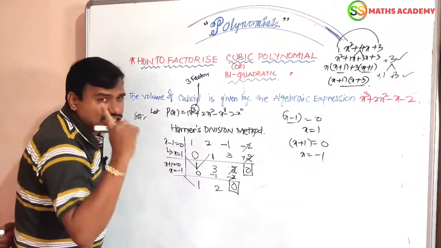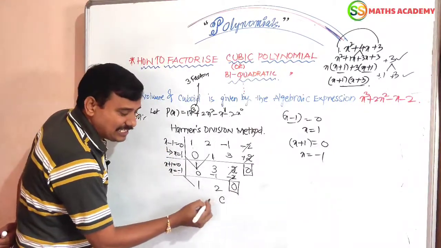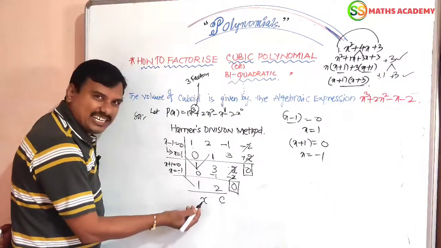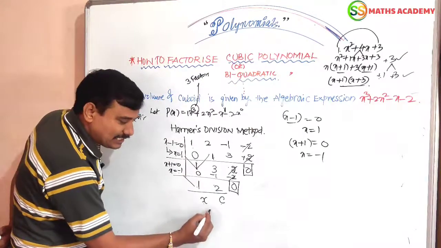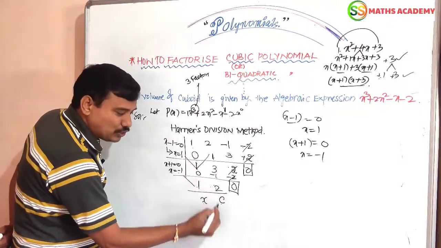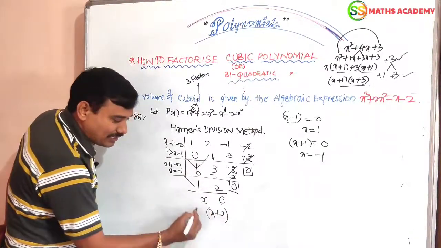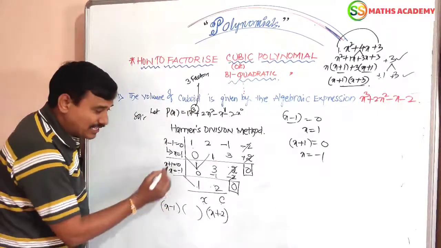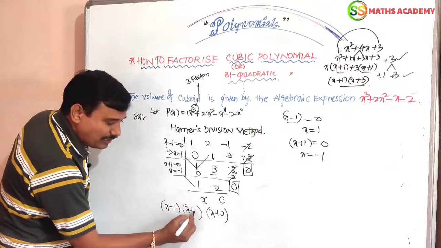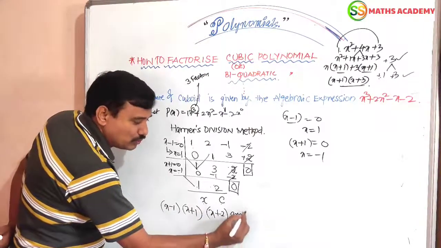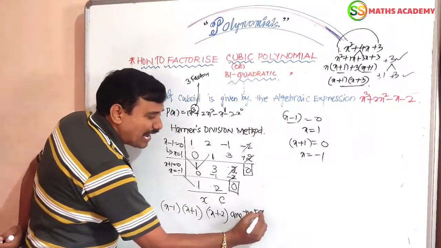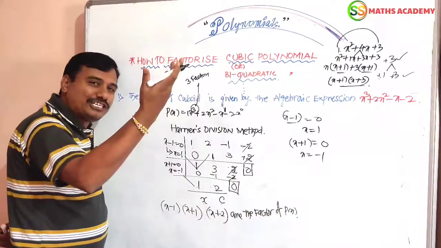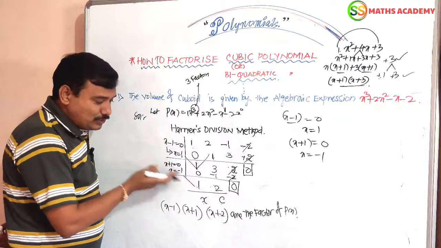Yes, we got just 2 terms: one is constant, one is x. 1 into x, x. Constant plus 2. One more factor. The first factor is x minus 1, the second factor is x plus 1, and the third factor is x plus 2. These are the factors of v of x. Hence proved, friends: 1, 2, 3 factors.